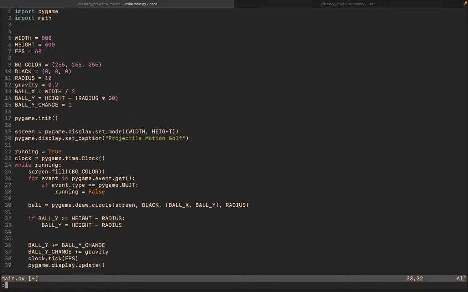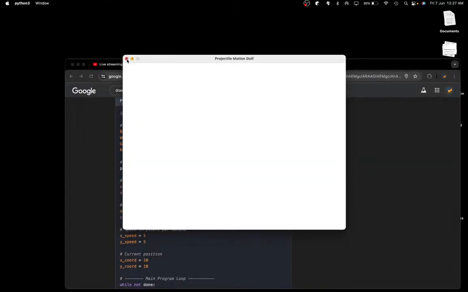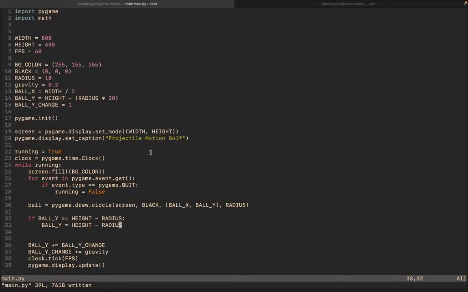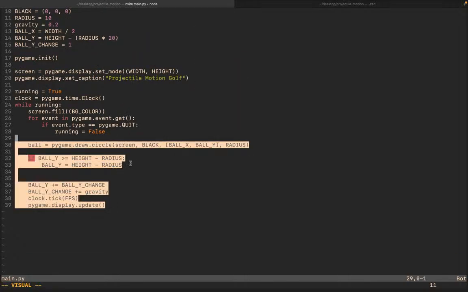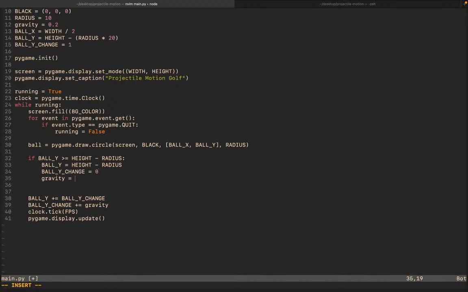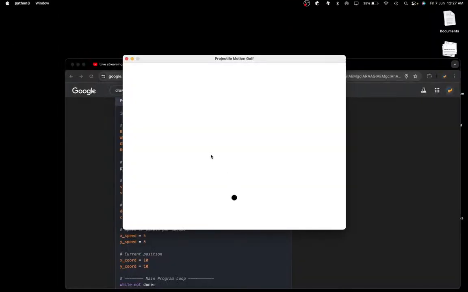Oops. Okay, that should be good enough for now. Okay, why is the ball able to travel down? What is happening is there's still a ball y change, I'm guessing, so I need to set ball y change equals 0 and gravity equals 0 for the time being. There we go, it's working now.